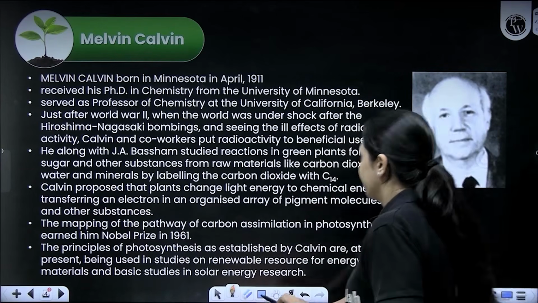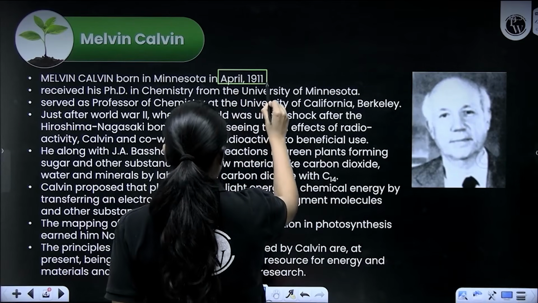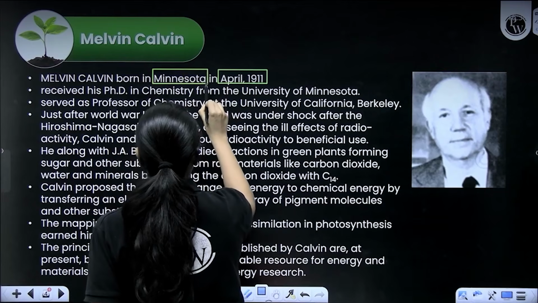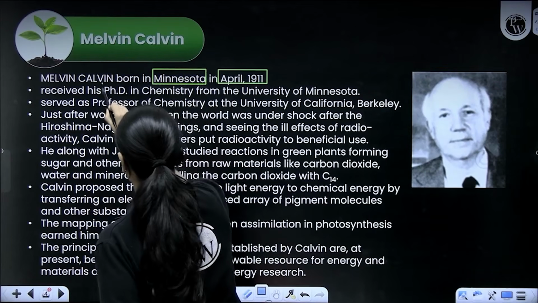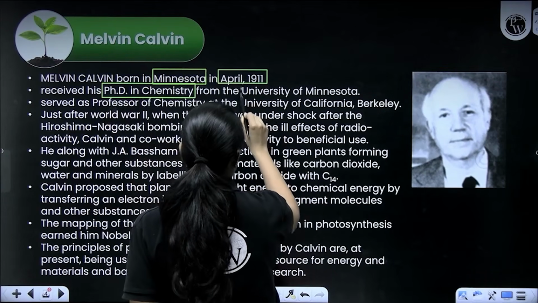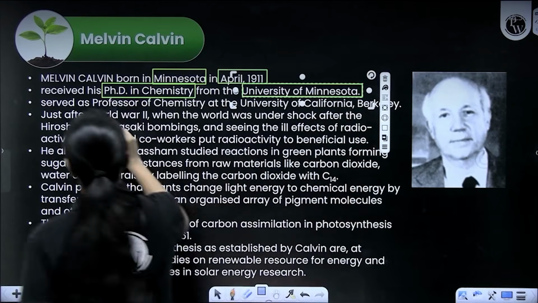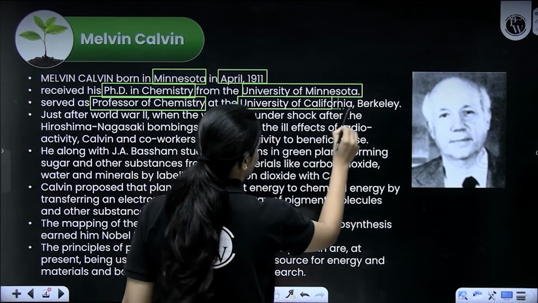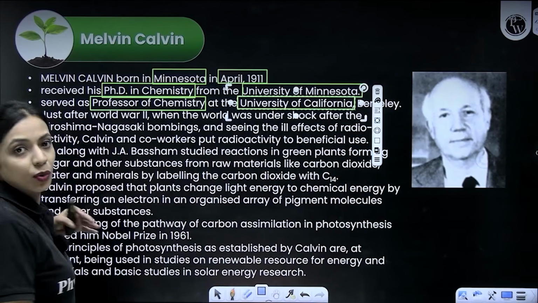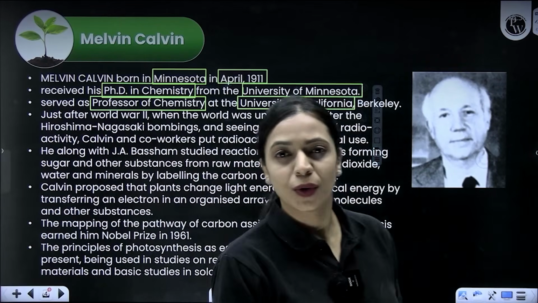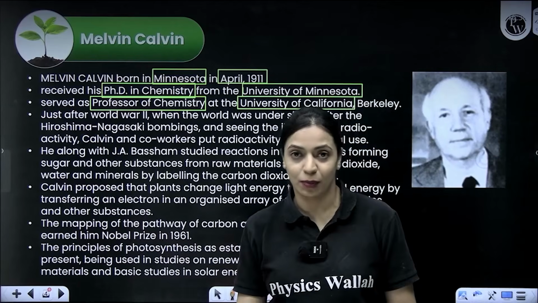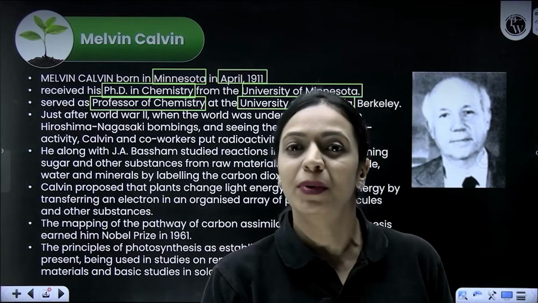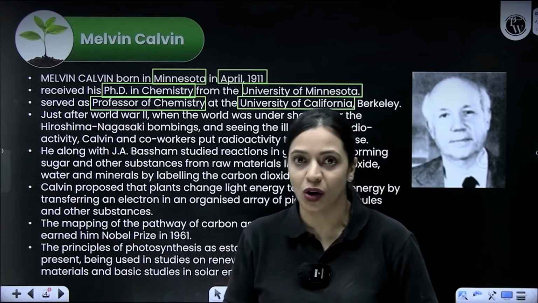He was born in April 1911 in a place called Minnesota. He received his PhD in chemistry from the University of Minnesota, following which he served as a professor of chemistry at the University of California. After World War II, around the time of the Hiroshima and Nagasaki bombings and Pearl Harbor in America getting destroyed, people were putting radioactivity to very wrong use.